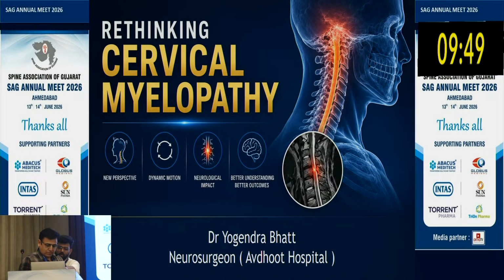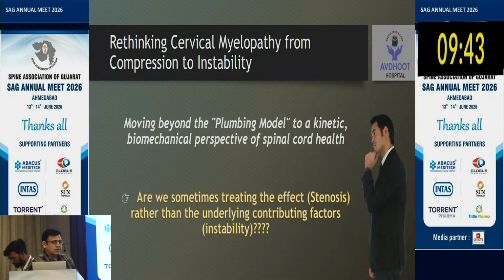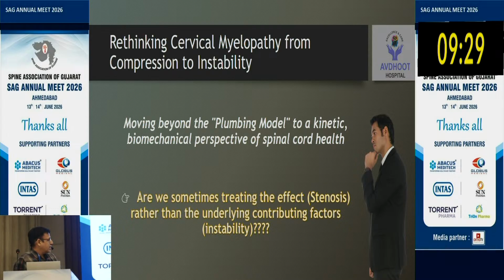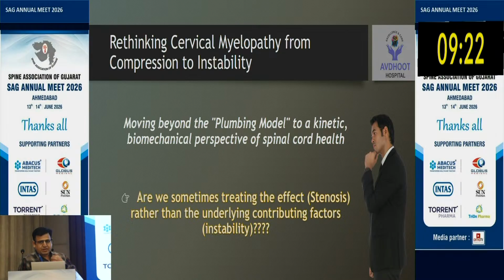There are two models. One is the plumbing and carpentry model, where we always decompress the stenotic spine. Most of the time we are treating the effect of the disease rather than the underlying contributing factors. So we should think of instability. In the coming slides, I'll try to point out why instability is important.